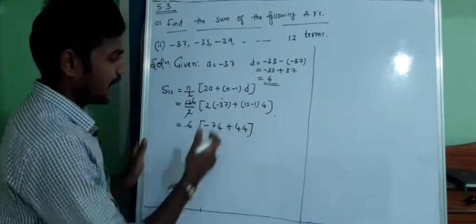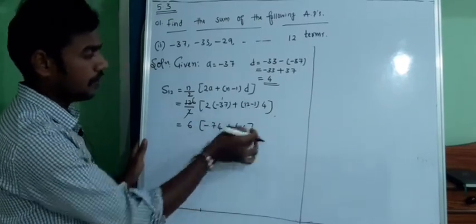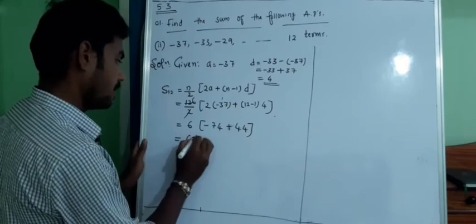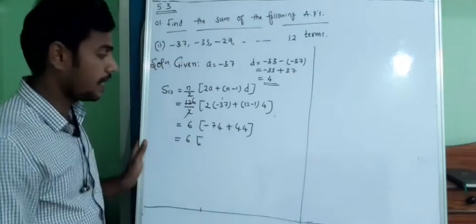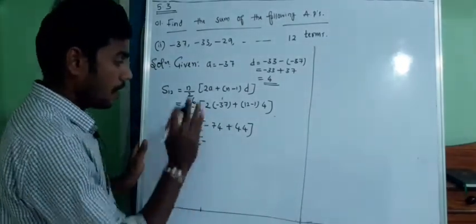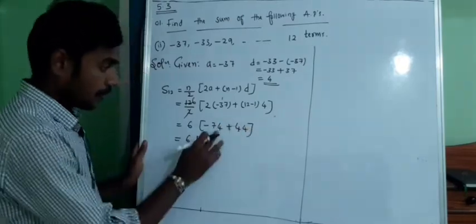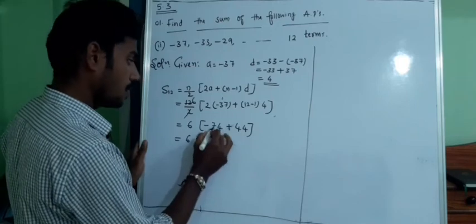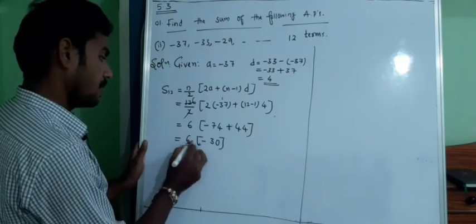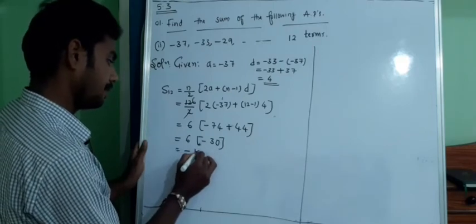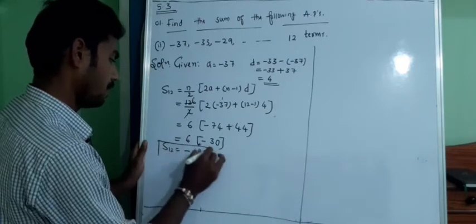So again I need not write one more step. 12 minus 1 is 11. 11 into 4 is 44. Now 6 into minus 74 plus 44. Which sign is greater? Minus sign is greater. Keep the bigger sign, bigger number minus smaller number. 74 minus 44. 4 minus 4, 0. 7 minus 4, 3. Be careful. So plus into minus is minus, 6 3s are 18. Answer is minus 180. Please note this down.